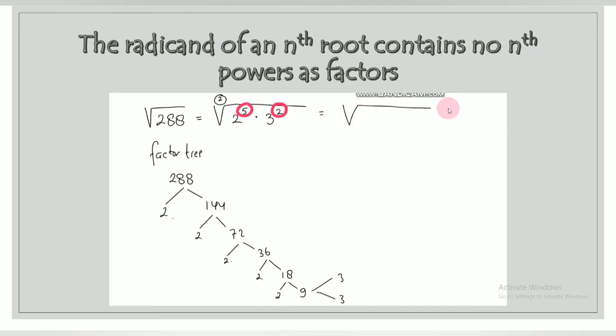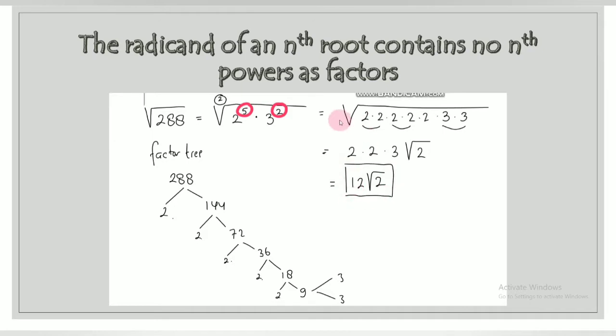How? Let me show you this approach: I put all the factors, and because this is a square root, I find all the pairs. This is the first pair, the second pair, the third pair, and if I have the pairs, they can get out of the radical. You must be familiar with this. So this is the final answer: 12 times the square root of 2.